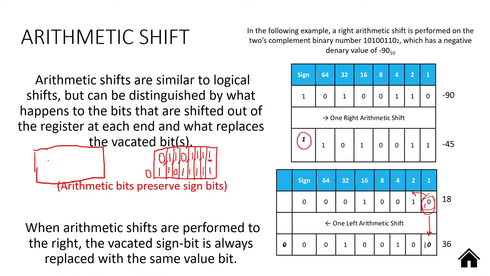Let's go 1, 0, 0, 0, 0, 1, 0. What are we on? 1, 2, 3, 4, 5, 6, 7, 8.